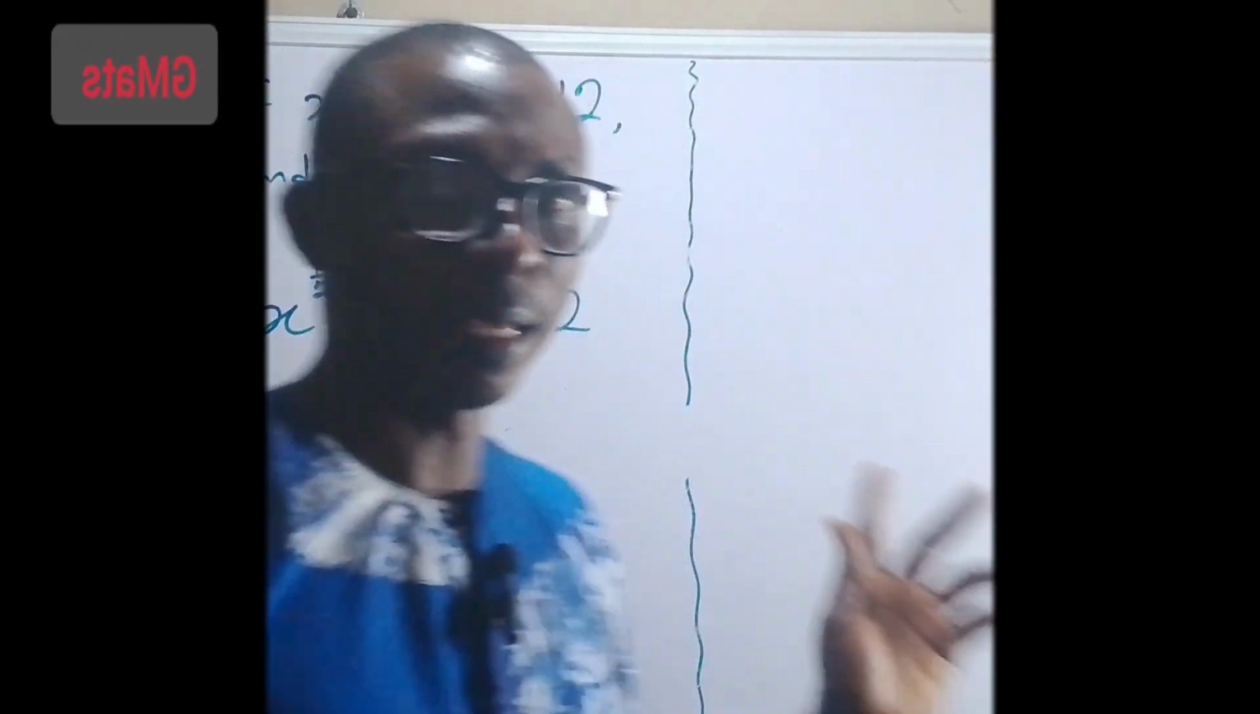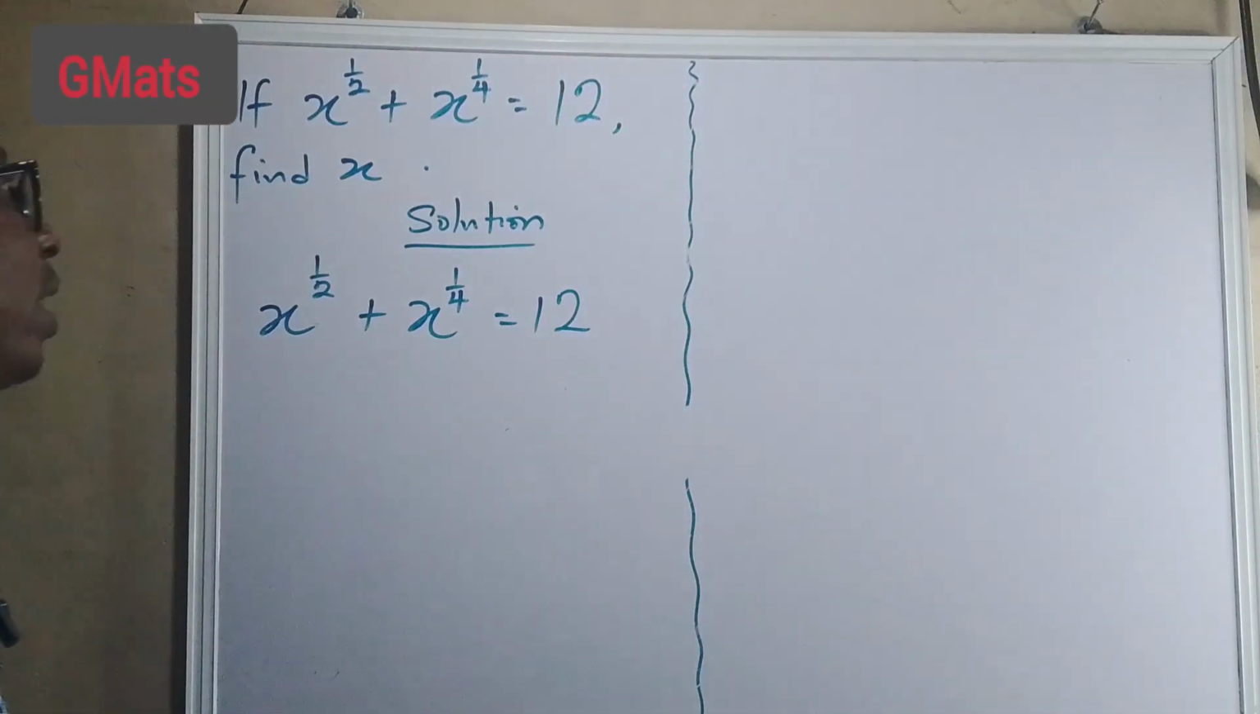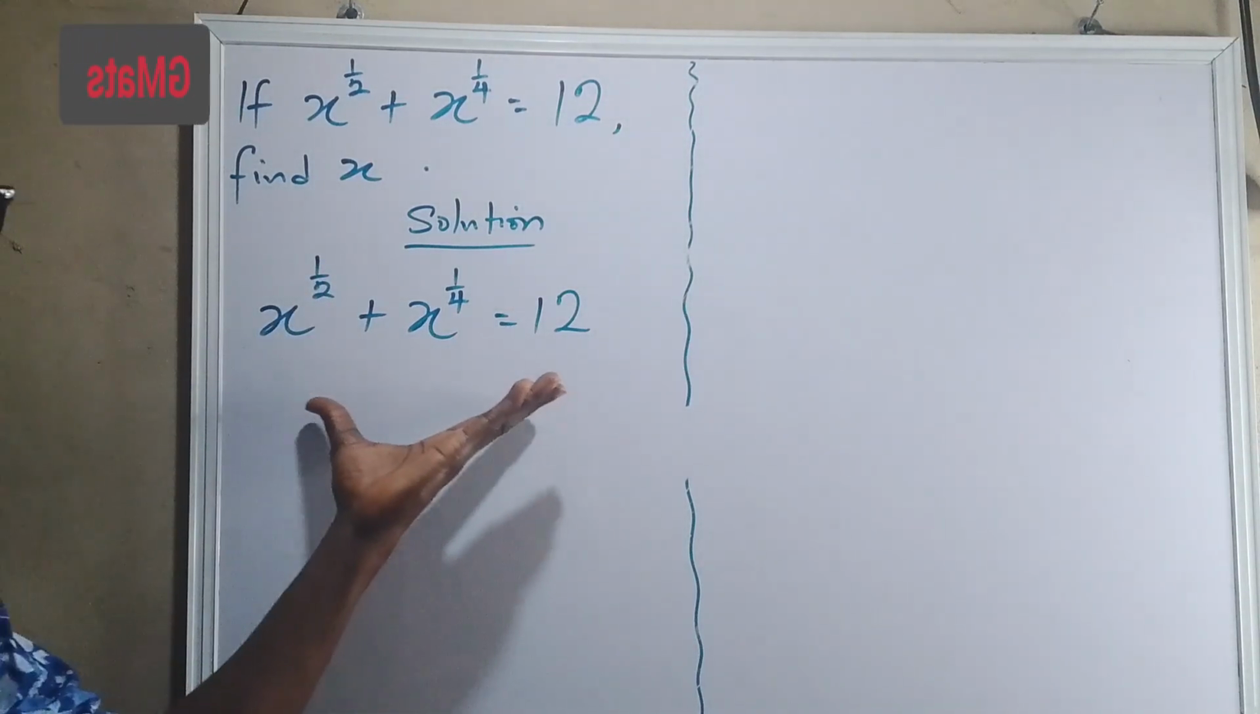Hi, now let's look at this problem. If x raised to the power of half plus x raised to the power of 1 over 4 equals 12, find x. Now, how do you solve this problem?